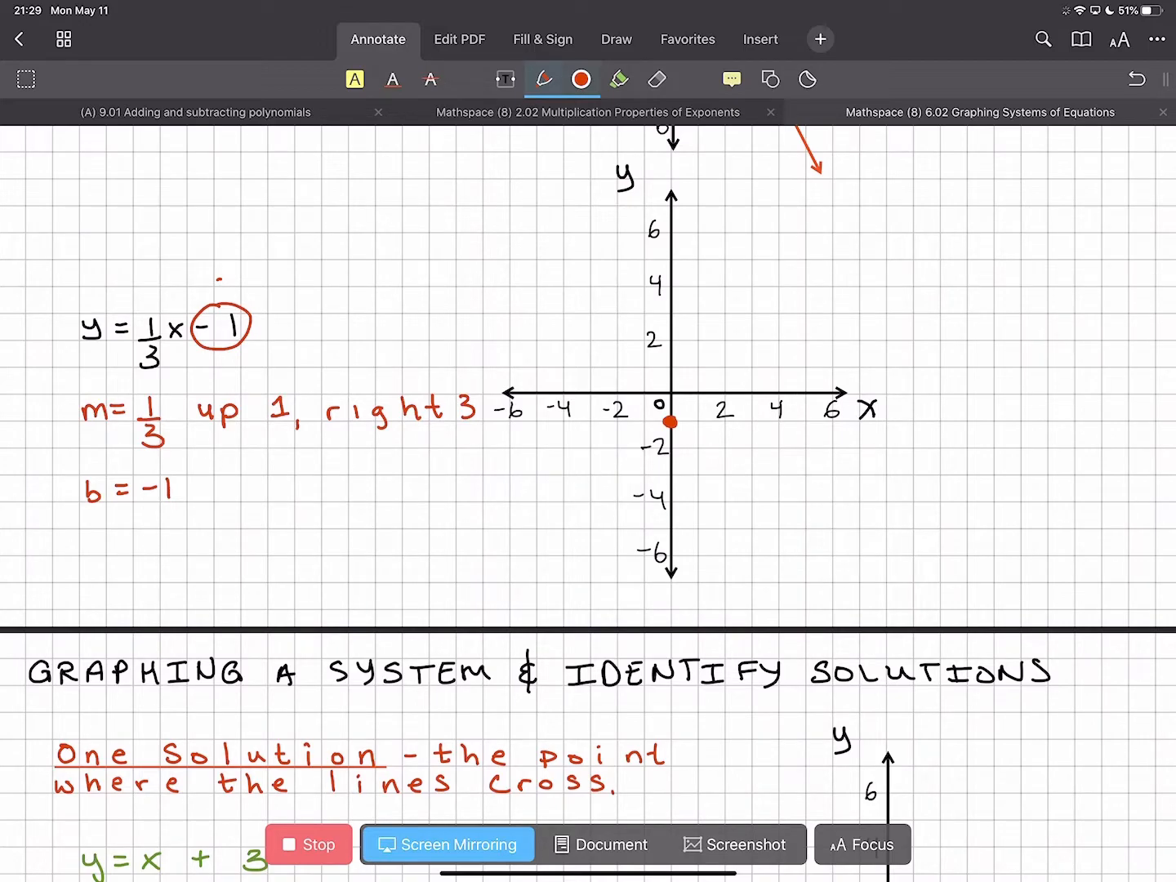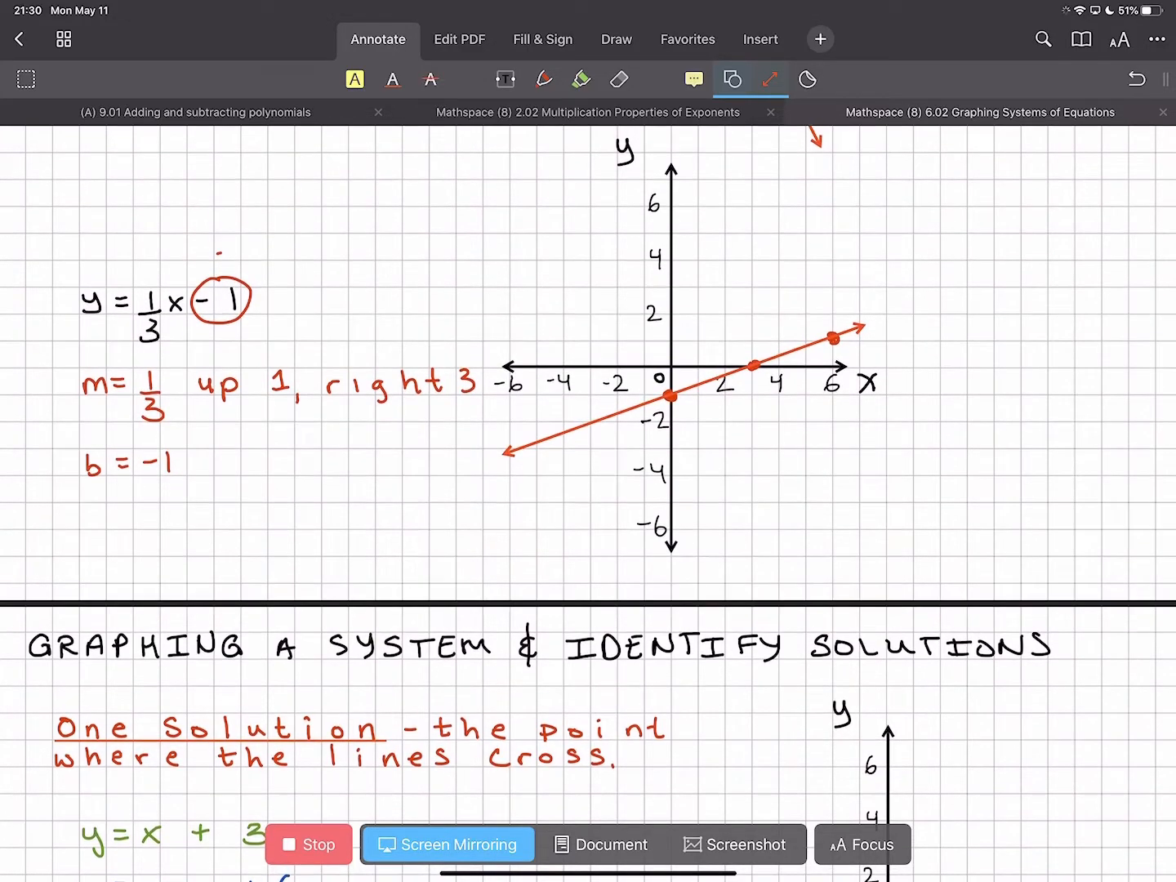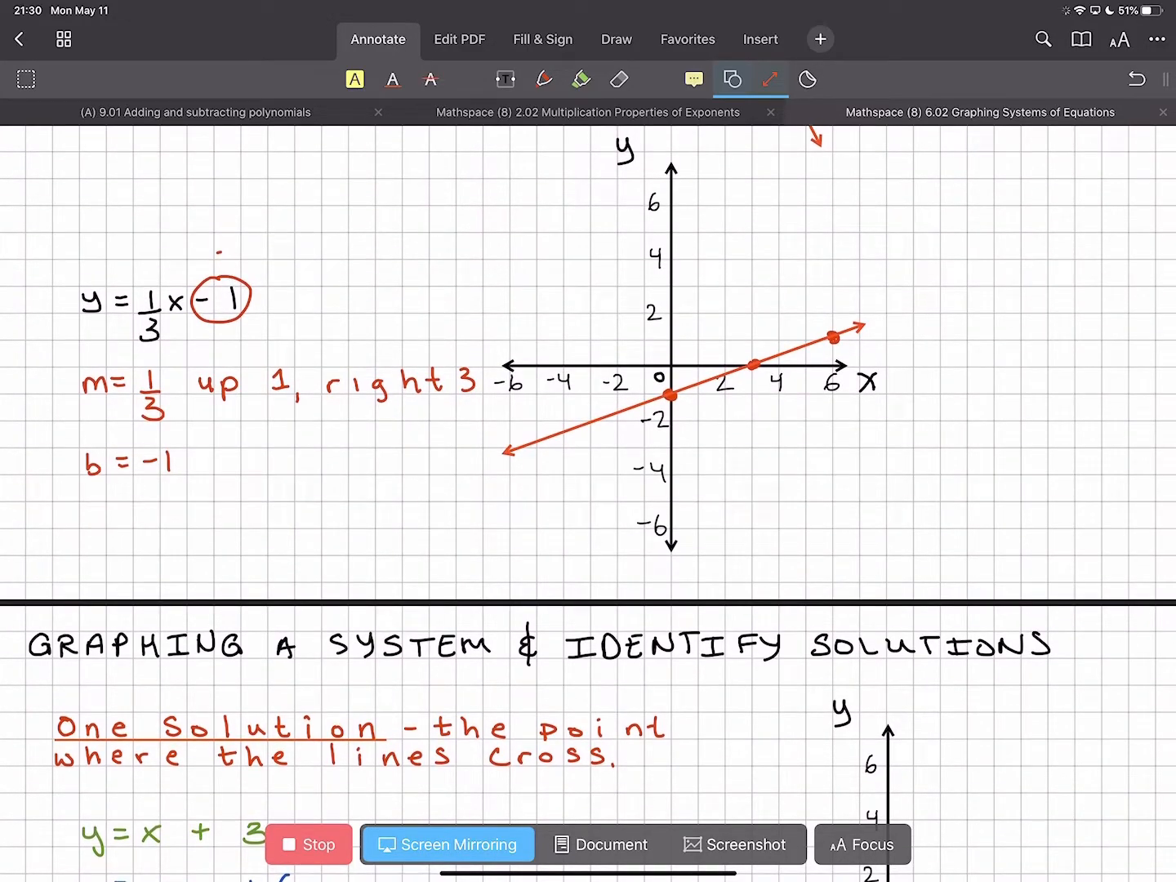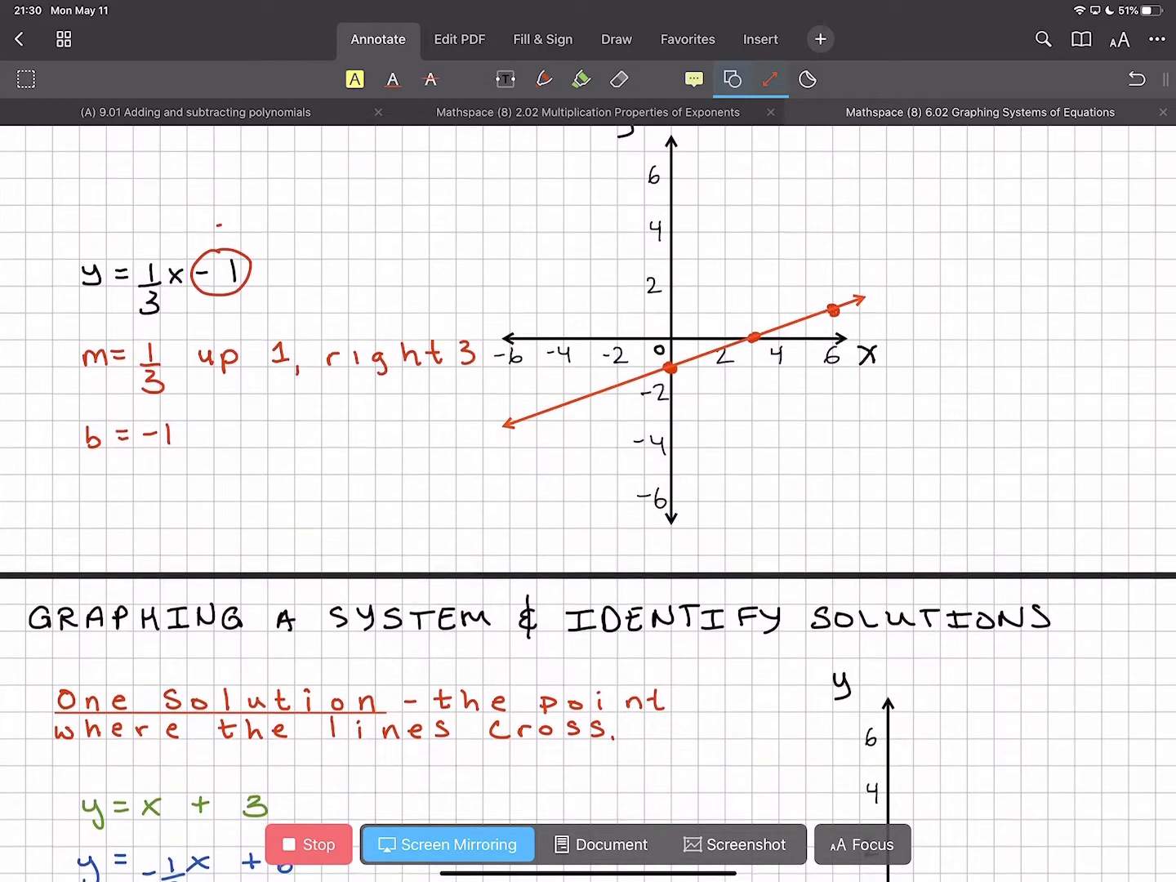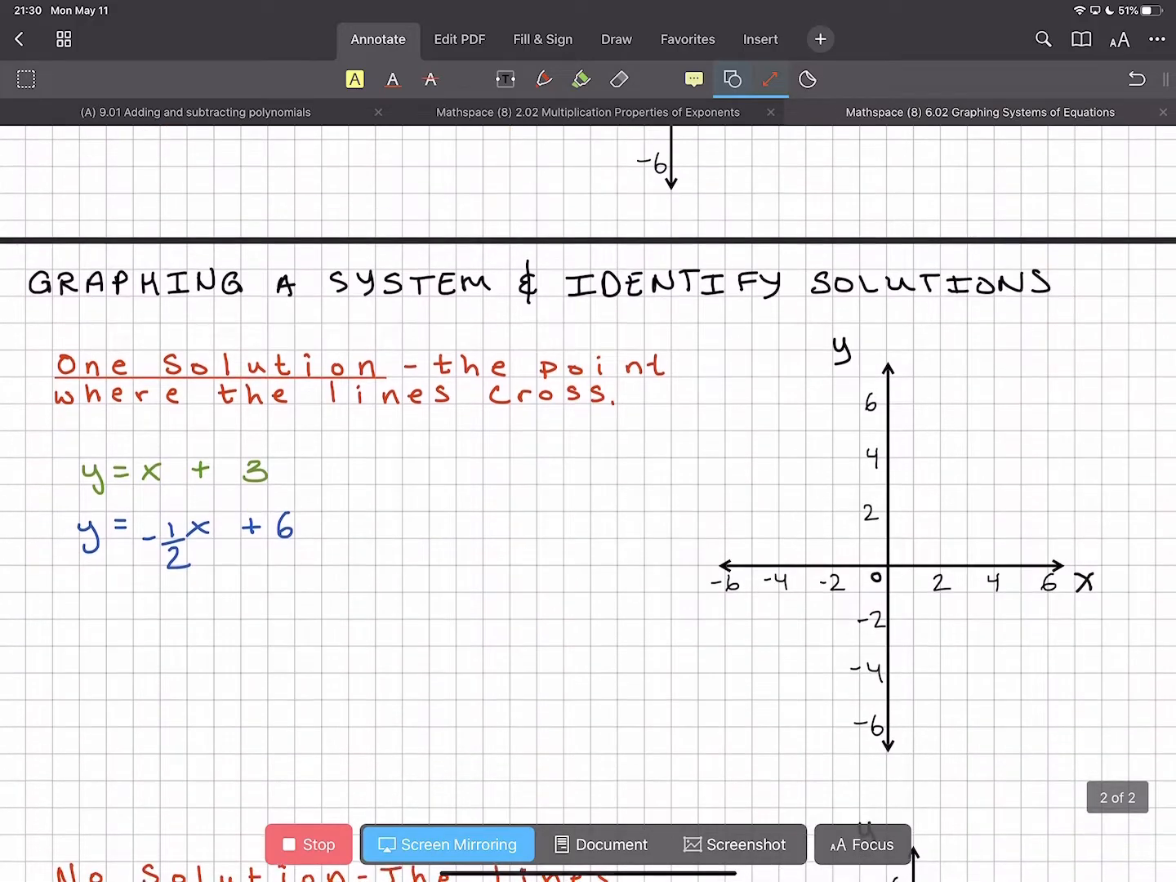Because it's a positive slope, I'm going to go up 1, to the right 3, up 1, to the right 3. I've run out of room, but I have 3 points, so I can make a nice accurate graph. And I have a line that looks like that. So that's a positive slope, and that one's not very steep, but that's how we can graph a line in slope-intercept form. Let's try to graph a system now, and we'll talk about the different types of solutions we might come across.